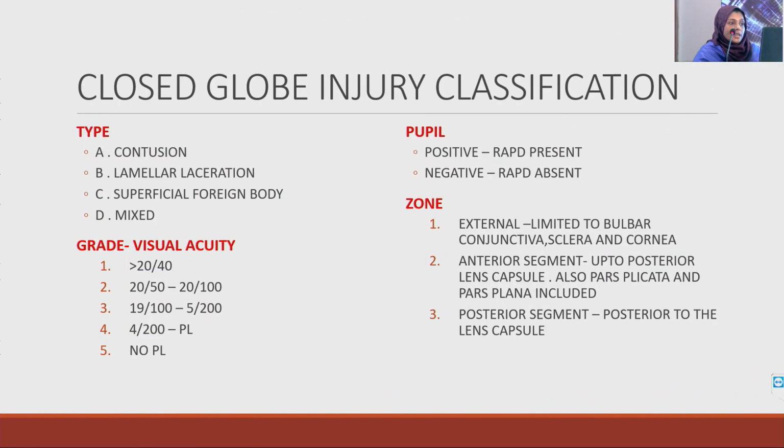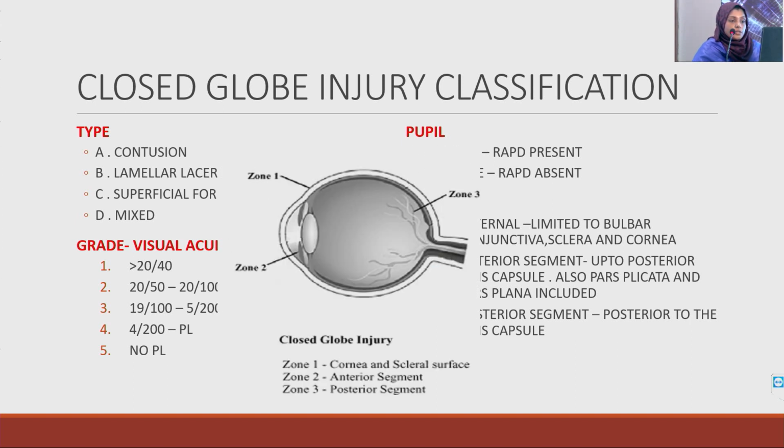Closed globe injury types are contusion, lamellar laceration, superficial foreign body, and mixed type. Visual acuity grading and pupil is the same as that of open globe injury. And the zones are, zone 1 is external, limited to conjunctiva, cornea, and sclera. Zone 2, anterior segment up to the posterior lens capsule. Zone 3 is posterior segment behind the posterior lens capsule.